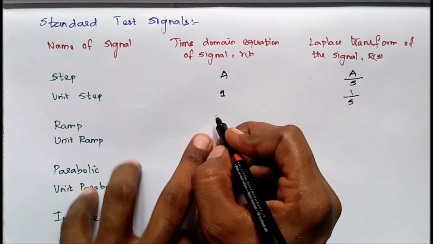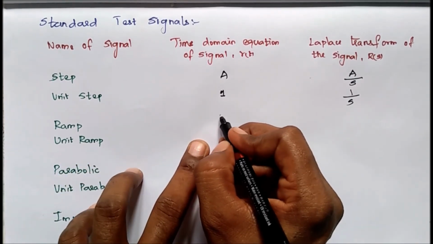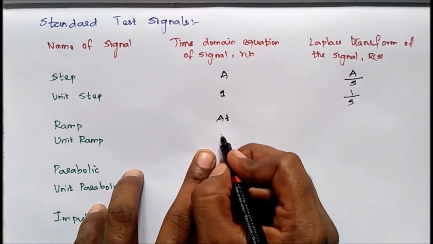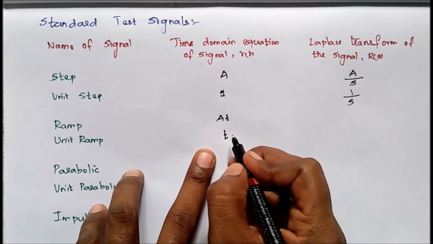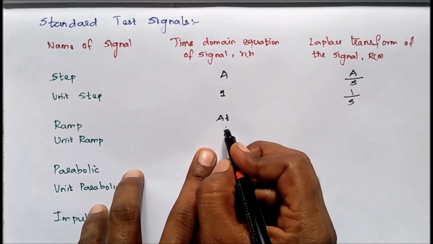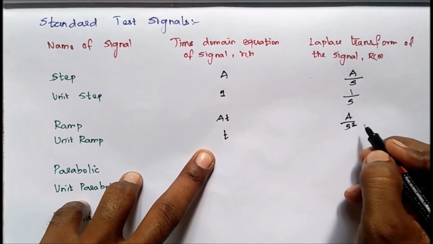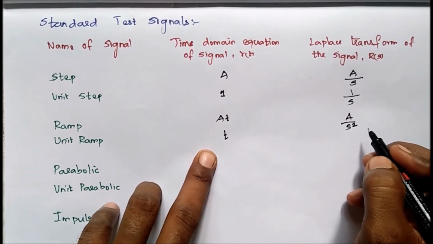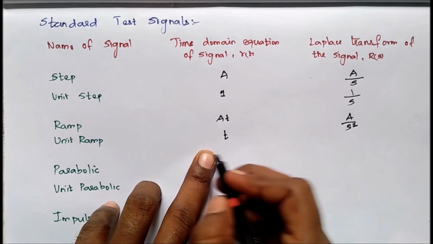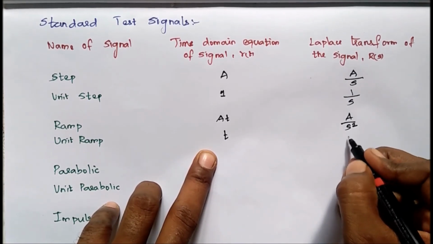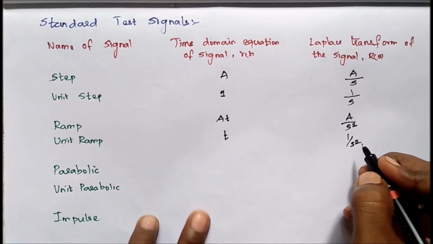For the ramp signal we know the expression is A of t. If it is a unit ramp, the magnitude equals 1, therefore t alone. Now we take the Laplace transform and we get A by s square. We know the Laplace transform of t is 1 by s square. So for the unit ramp signal, the Laplace transform will be 1 by s square.